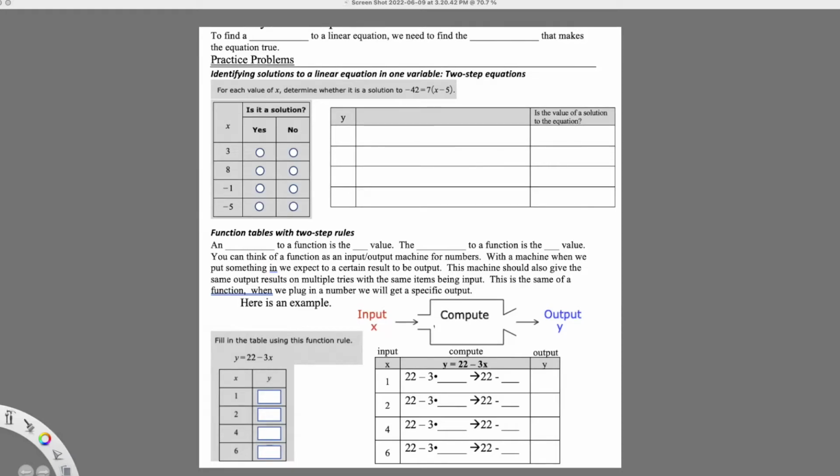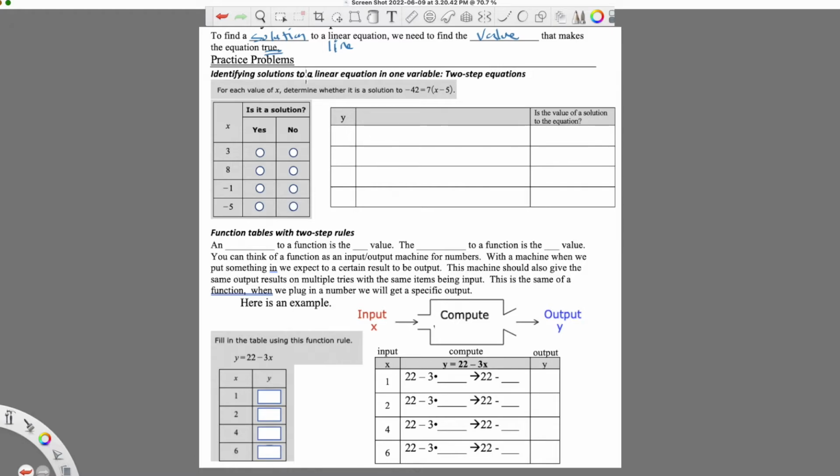Alright, so in this video we're going to start looking at equations and finding solutions to those equations. So the first part here, just fill in the blanks. To find a solution to a linear equation, that means an equation of a line, we need to find the value that makes the equation true. So that's really what we're looking for.